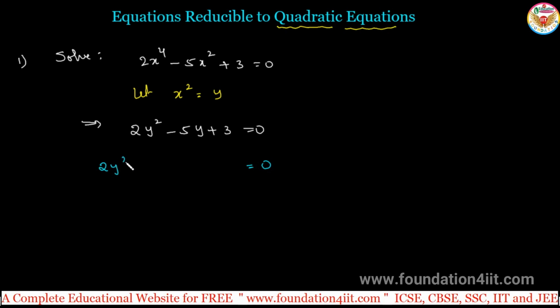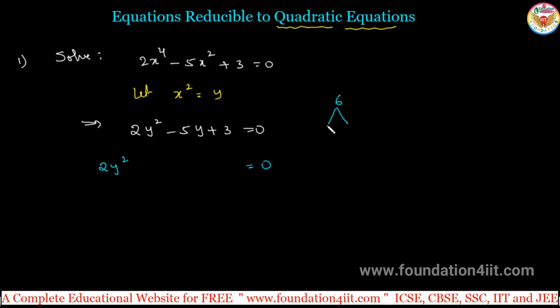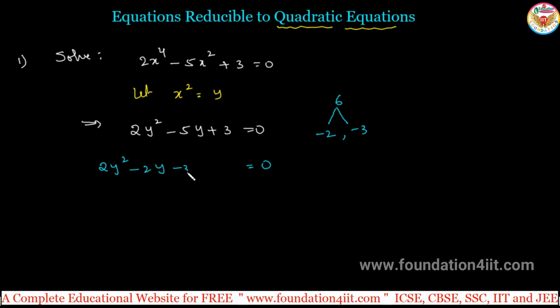So 2y square. The y square coefficient is 2 and the constant is 3. So 2 times 3 is 6. 6 we have to make into 2 parts, by adding which minus 5 should come. So minus 2, minus 3: minus 2 into minus 3 is plus 6, and minus 2 minus 3 if you add, minus 5 will come. So minus 2y minus 3y plus 3.